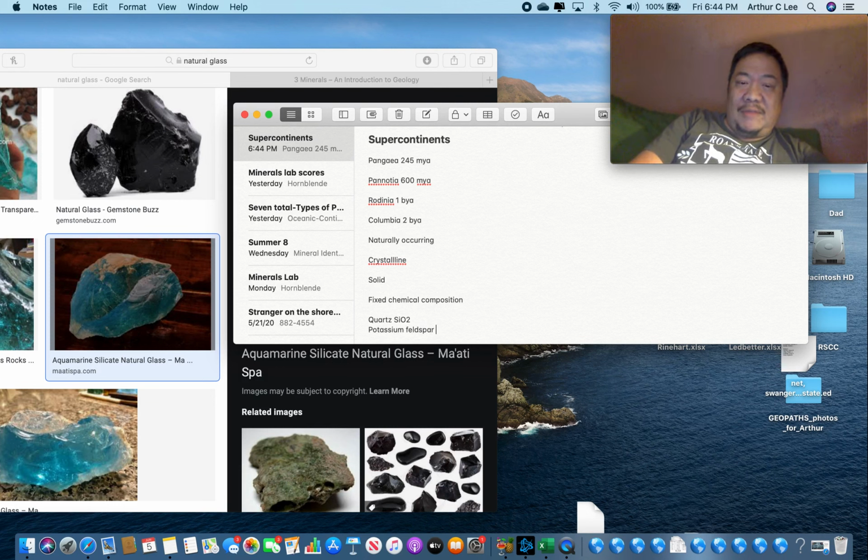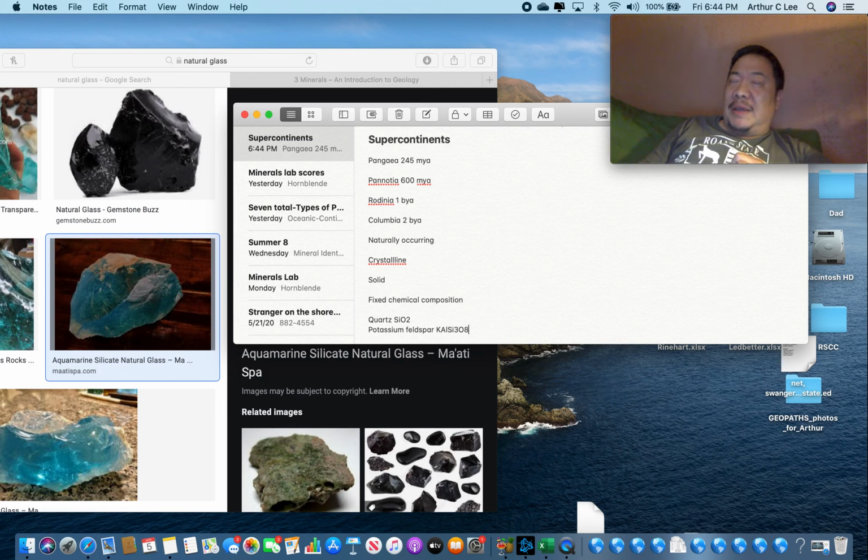Potassium feldspar is always going to have the same chemical composition: potassium, aluminum, silica, 3 silicon atoms, and 8 oxygen atoms. So a mineral always has the same chemical composition. All 4 of those criteria must be met in order for a mineral to be considered a mineral.